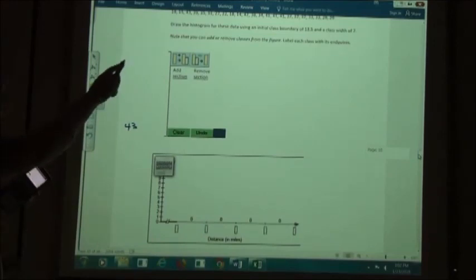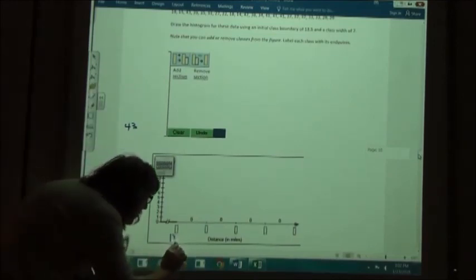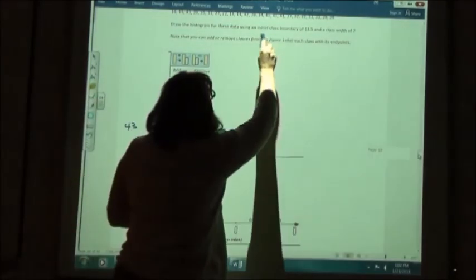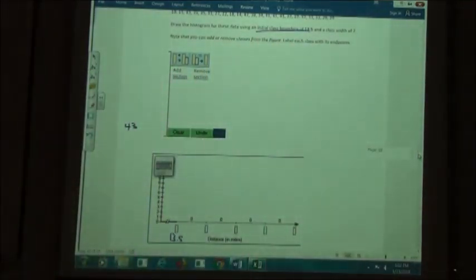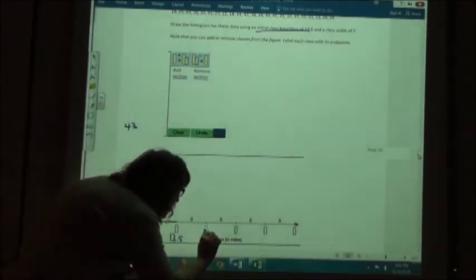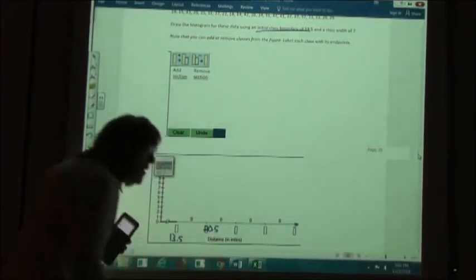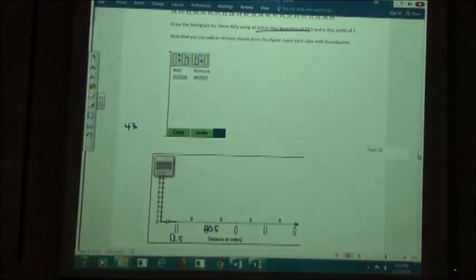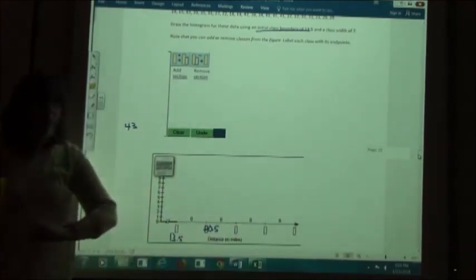So we're going to start this time with 13.5. Tells us we have an initial class boundary. That's our starting one. Each of them are going to have a class width of 7. So I'm going to add 7 to my 13.5 and I would get 20.5 for our next one, right? The 13.5 plus the 7, which is my class width. My next one is going to be what?